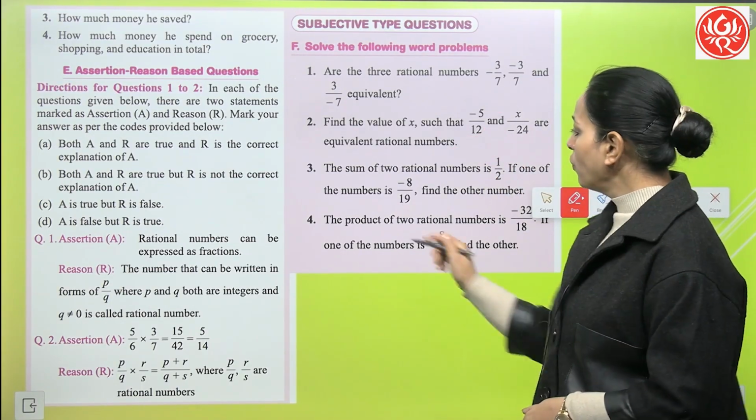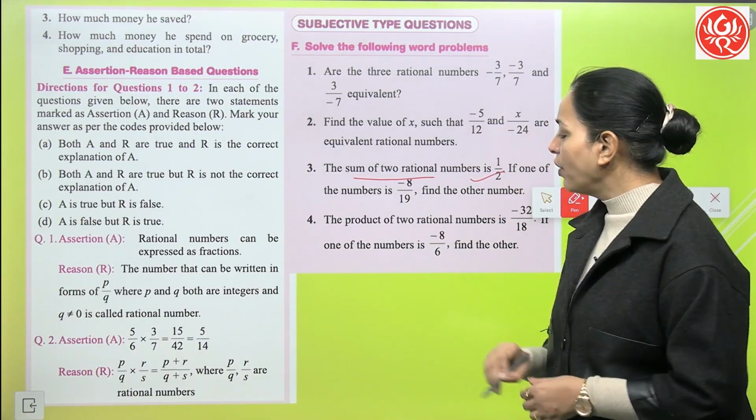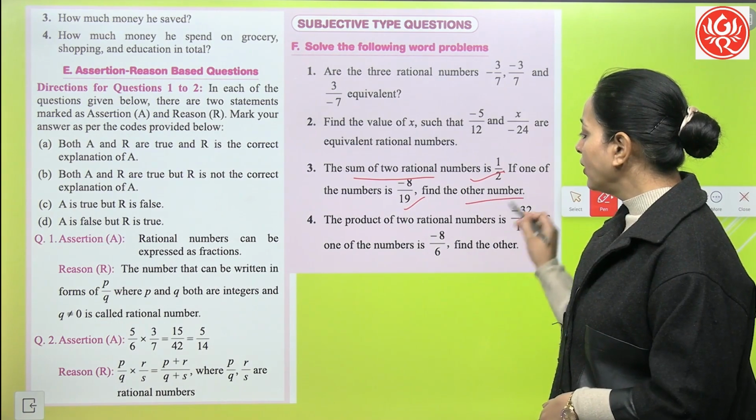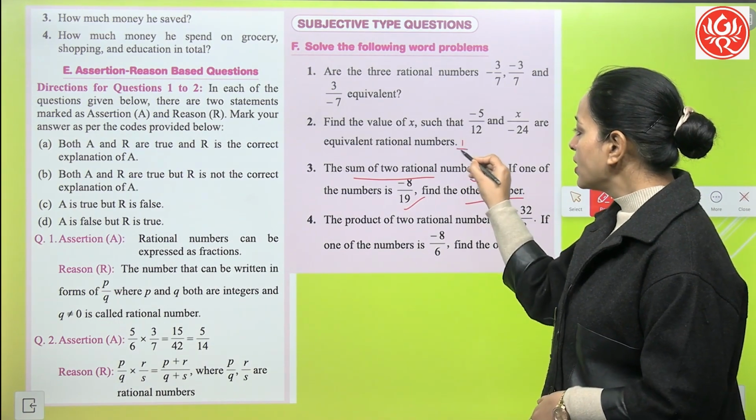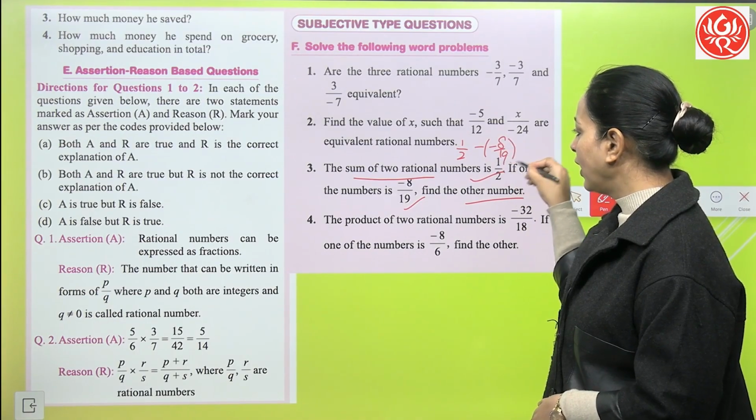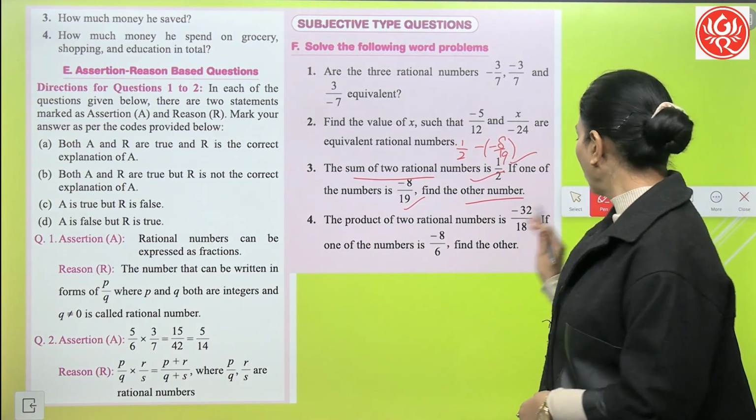Now the third question, the sum of two rational numbers is given and one number is minus 8 upon 19. Find the other number. So what to do? Sum में से one number को हम minus कर देंगे. You can try this one on your own.